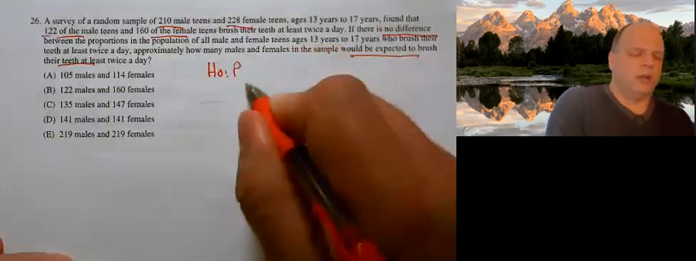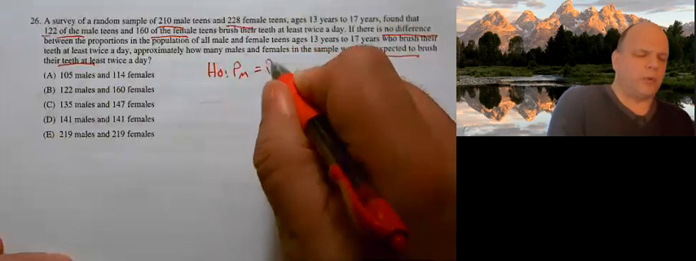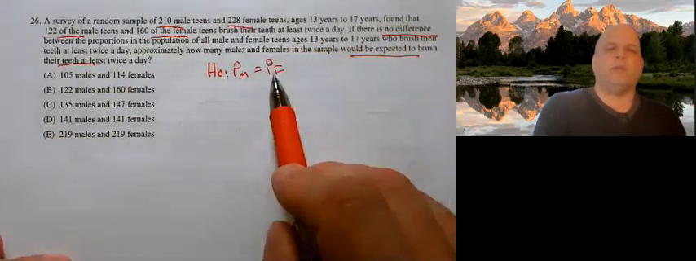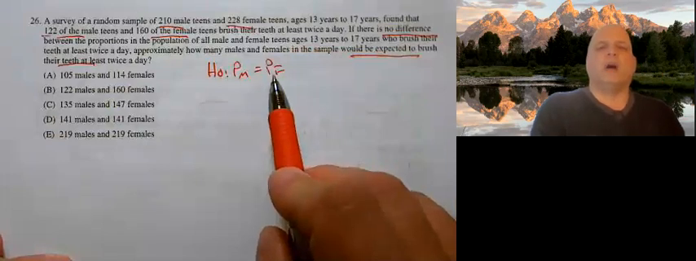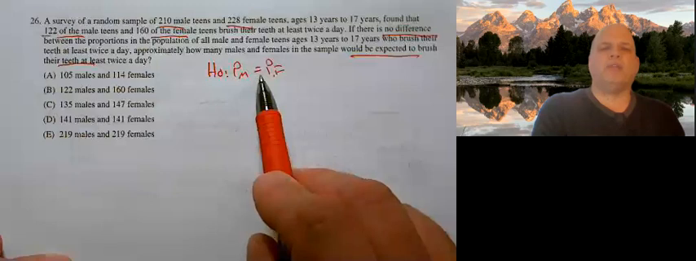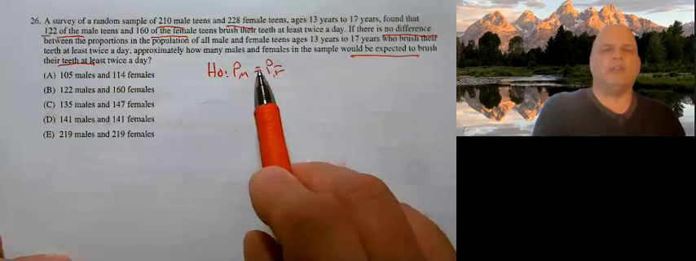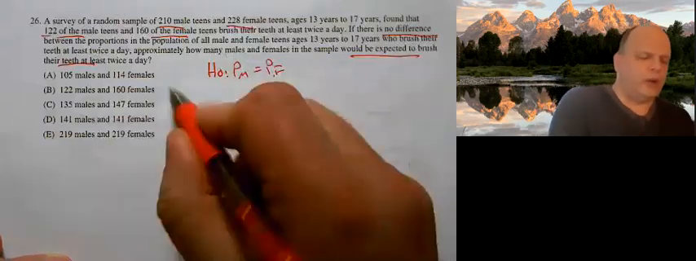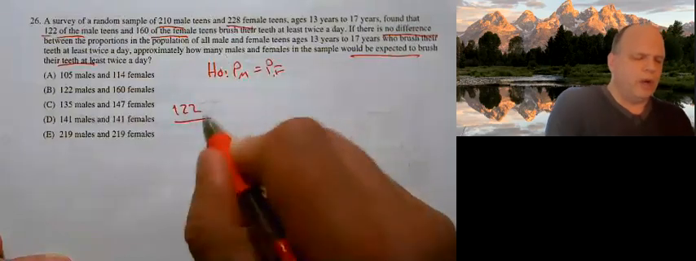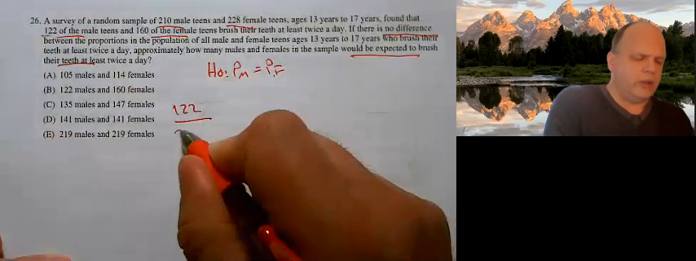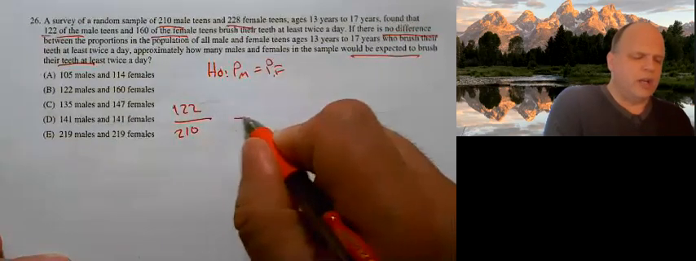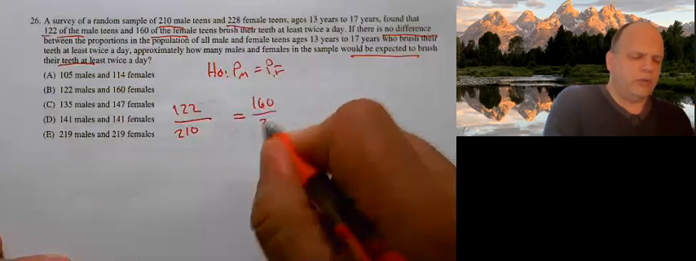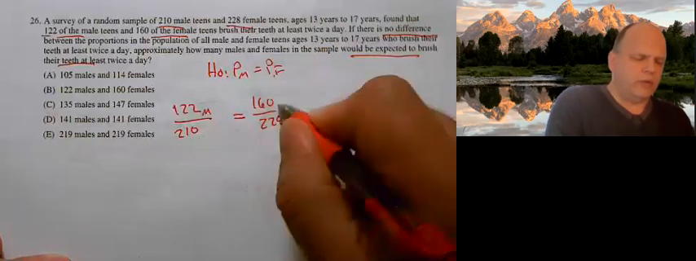H0, proportion of males equals the proportion of females, where PM is the proportion of males who brush their teeth, and PF is the proportion of females. All right, if I'm working with a hypothesis test, I'm going to have to do something a little bit crazy here, and I'll get to that in just a second. But my initial gut reaction, and probably yours too, is to go, you know what? We have 122 over 210. And I'm just going to check, does that equal the 160 over the 228? Because this is the males and this is the females.